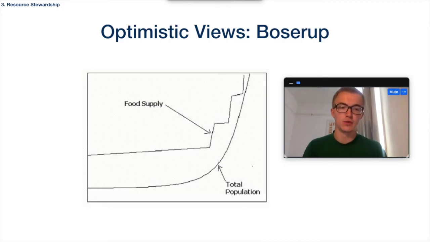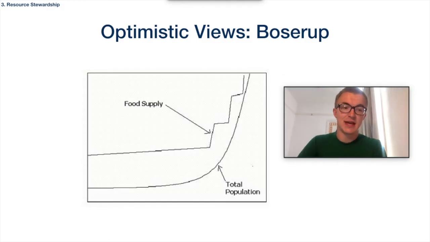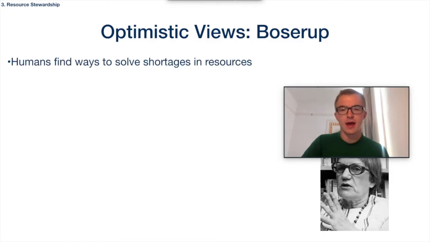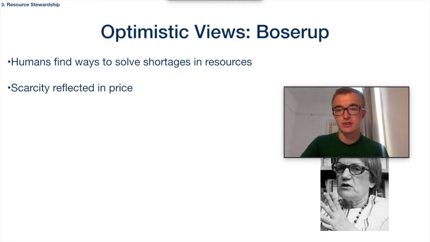So it'll be the same sort of axis, time, and then population or volume. We're talking about food supply, and then we will have these jumps based upon innovations in the food sector. And that's her below me, looking kind of similar. But she said that we will find ways to solve these shortages.